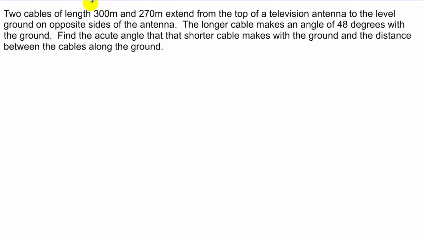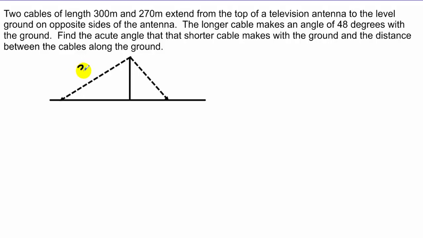It means that I've got some ground, I've got some antenna going up, and then I've got these two wires coming off the top of the antenna. One here and one here. And notice they're not the same length. So I know the longer one's 300, the shorter one's 270. The longer cable makes an angle of 48 degrees with the ground. So here's the longer one, the angle it makes with the ground is 48.